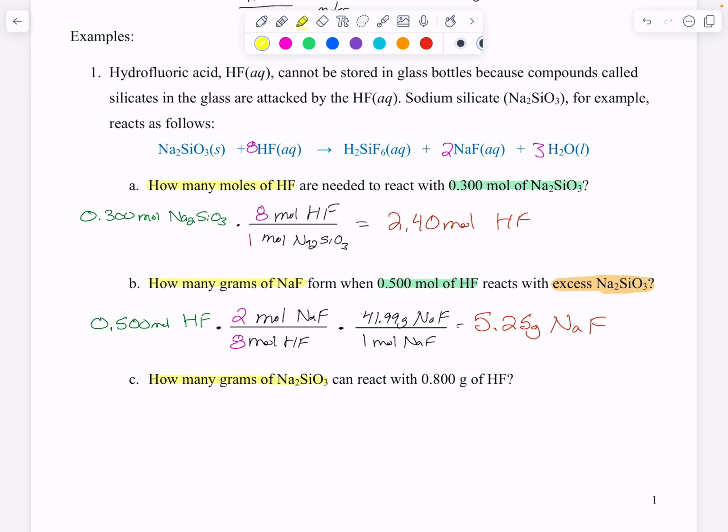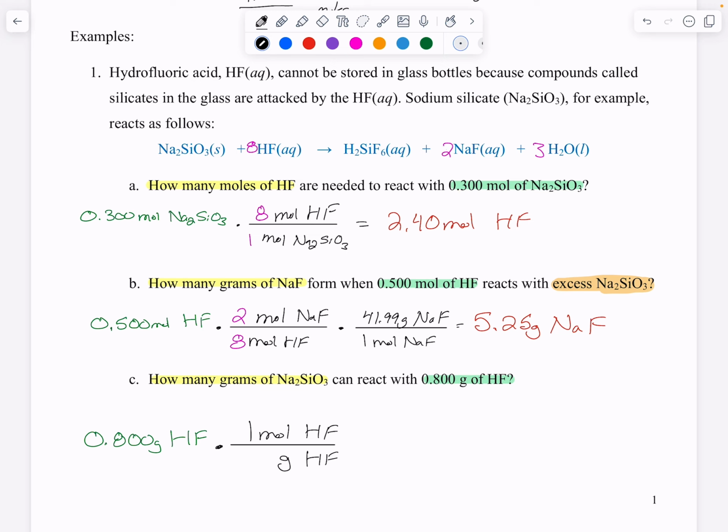How many grams of sodium silicate can react with 0.8 grams of hydrofluoric acid? So 0.800 grams HF. Well, what has to go on the bottom? Grams of hydrofluoric acid. And we're going to go to 1 mole. We're always going to go to moles, pretty much. There may be a time in gases where we don't, but most of the time we're going to go to moles. Somehow we're going to moles. So how many grams? Well, H is 1.01.